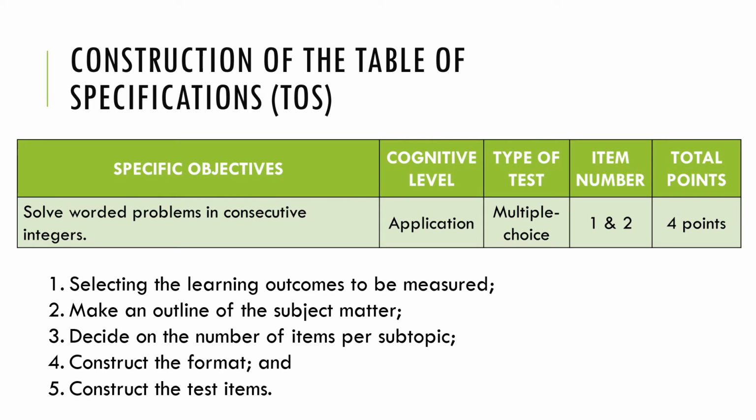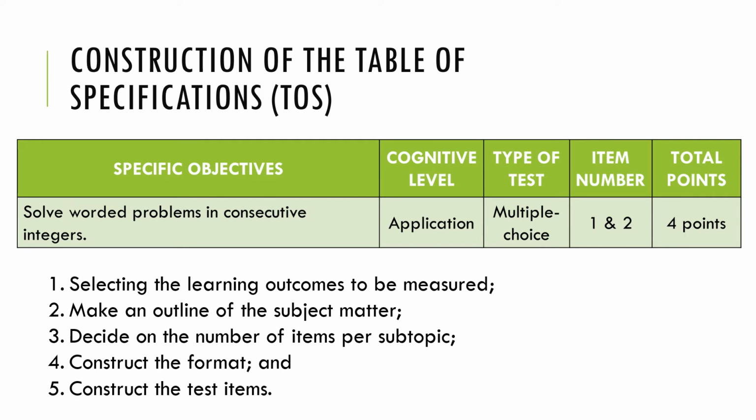Wherein every time you will be constructing your quiz or your test, you really have to construct your table of specifications first. Again, that is table of specifications with S. Kung walang S sa last word ng specification, that is wrong. Okay, so as you can see sa table natin, meron tayong 4 or 5 columns. The first column, that is for specific objectives. Second is the cognitive level, type of test, the item number, and then of course the total points.